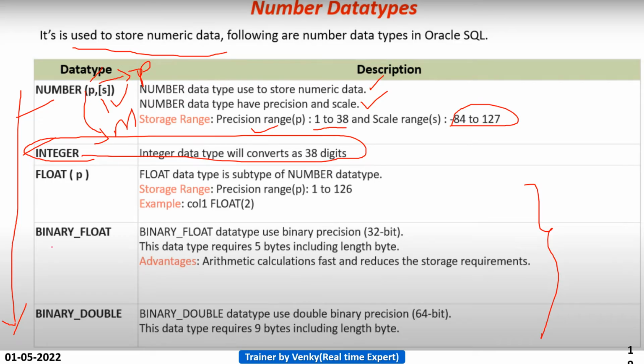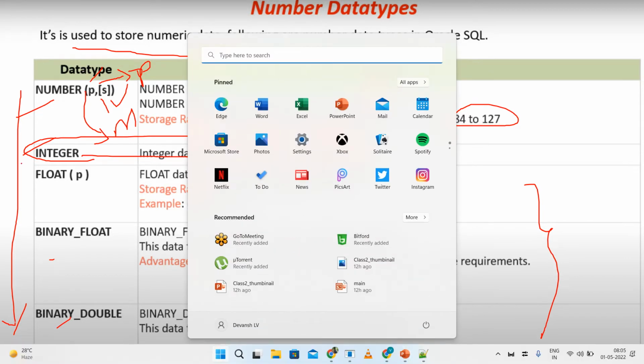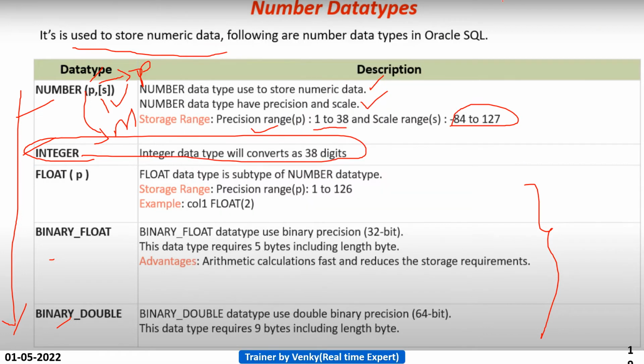Float, binary float, binary double are not required. If you need, I will give some brief on that. We need not go deep on that. Float is declared just as the data type float. Float data type is a subtype of number data type.